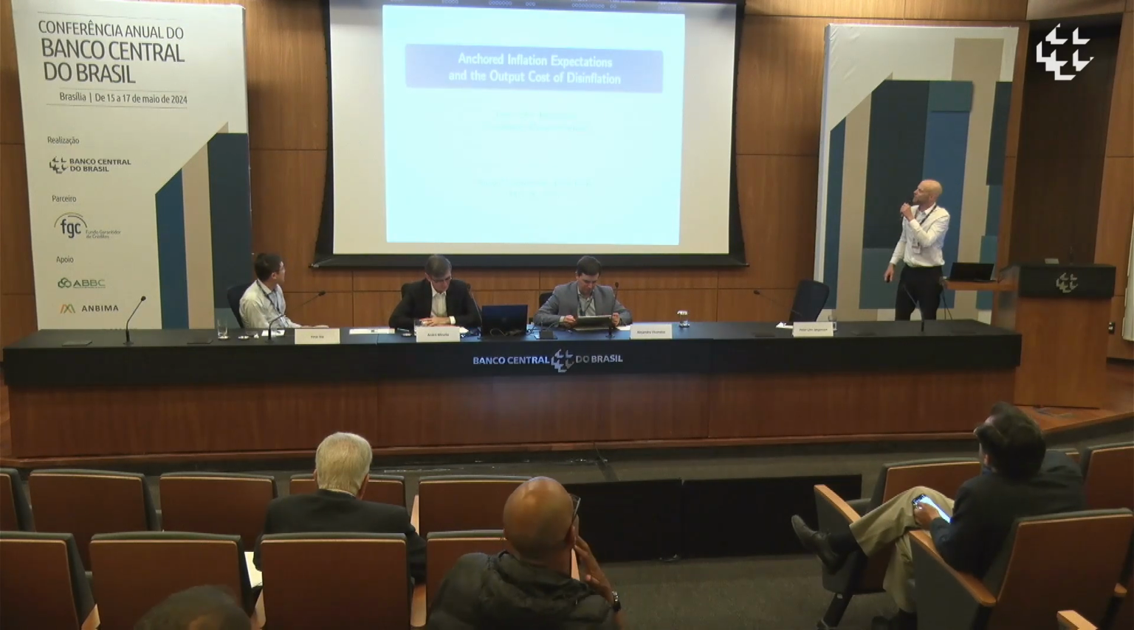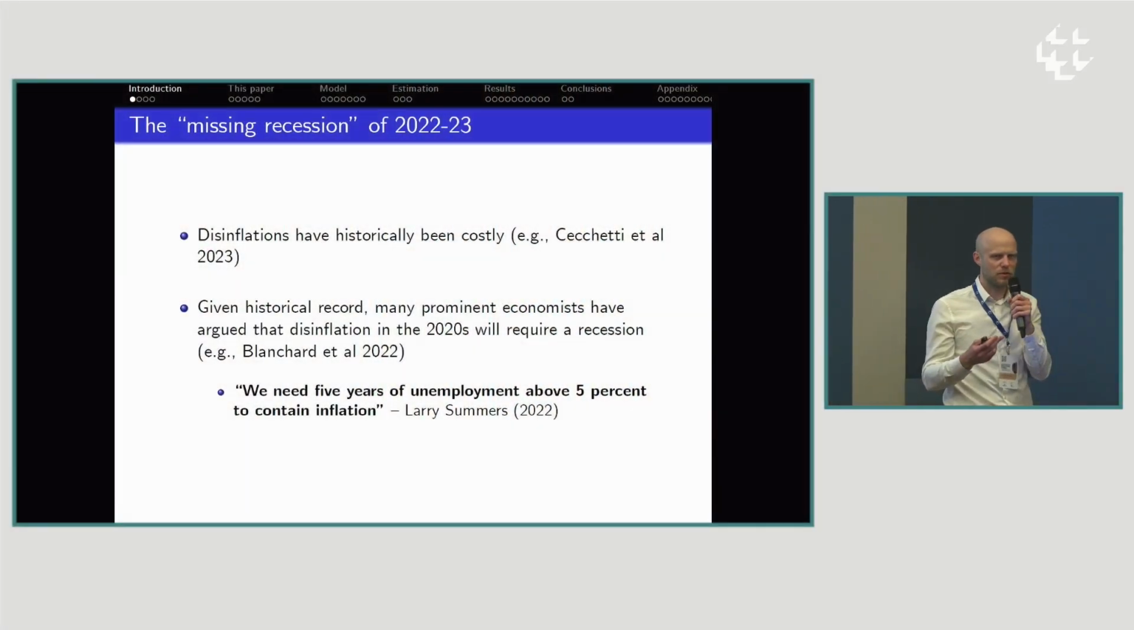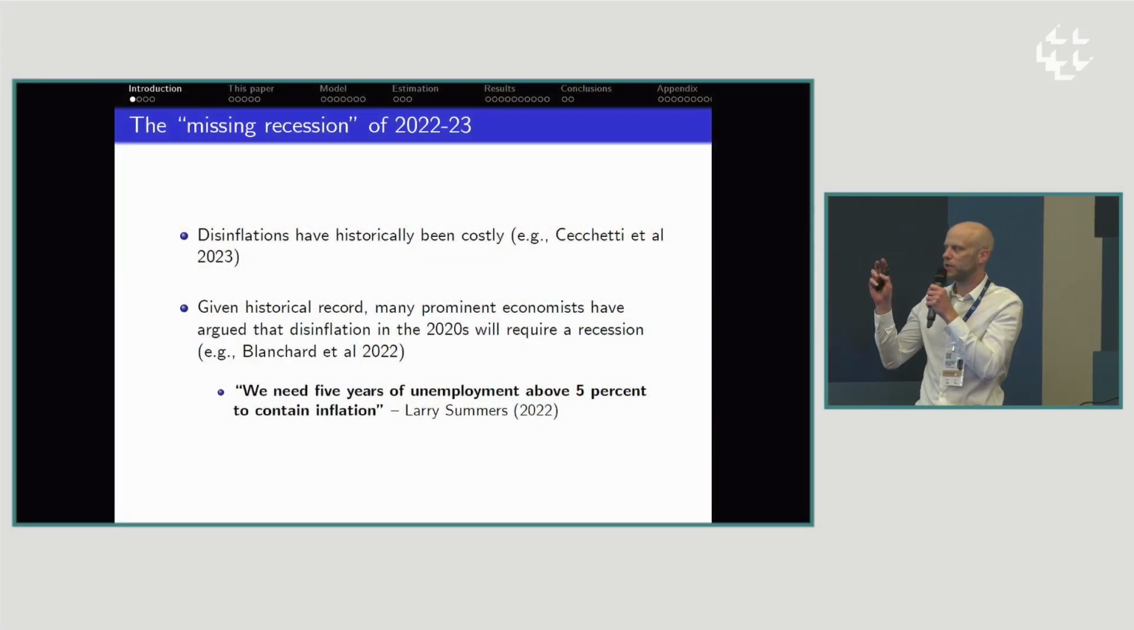Okay, thanks again. This paper is titled Anchored Inflation Expectations at the Output Cost of Disinflation. The motivation behind the project, of course, is the quote-unquote missing recession of 22-23.